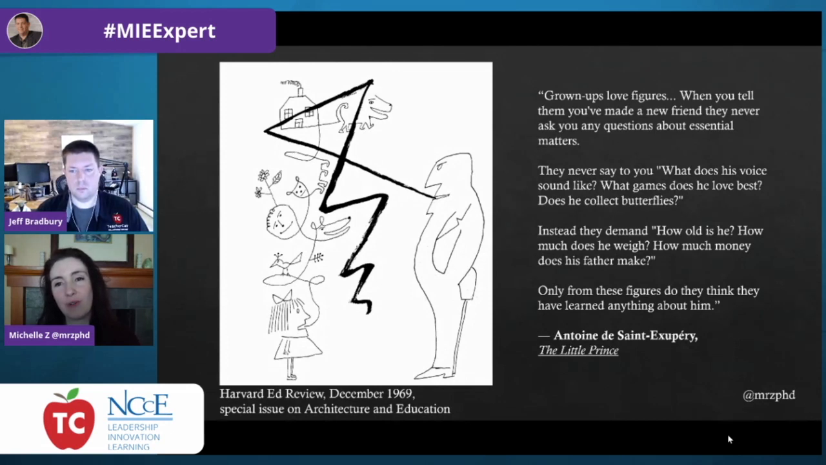And you want to know about the data and the numbers and how many of something, but they never ask you, what does his voice sound like? What games does he love best? Does he collect butterflies? Instead, they want to know, how old is he? How much does he weigh? How much money does his father make? Only from these figures do they think they have learned anything about him.